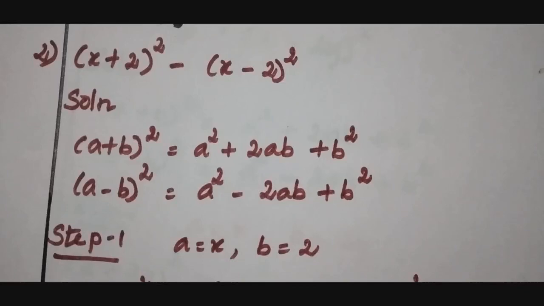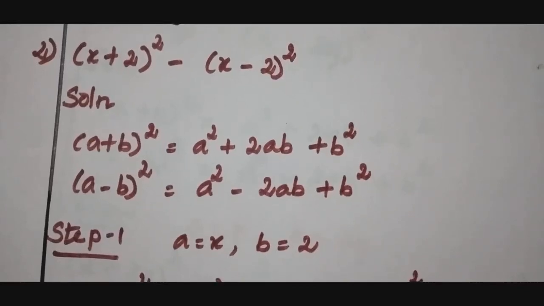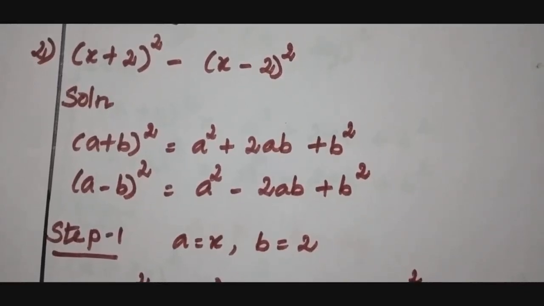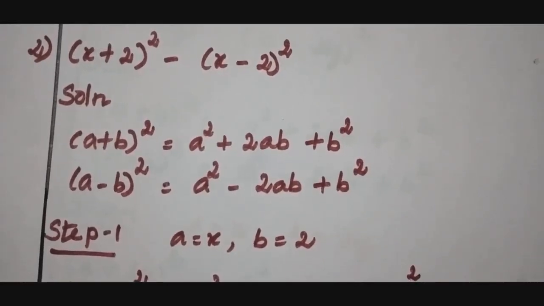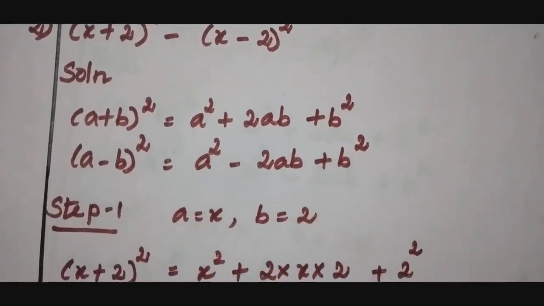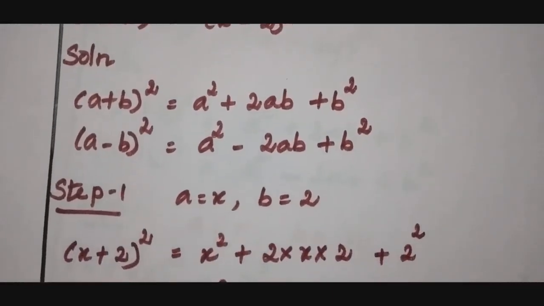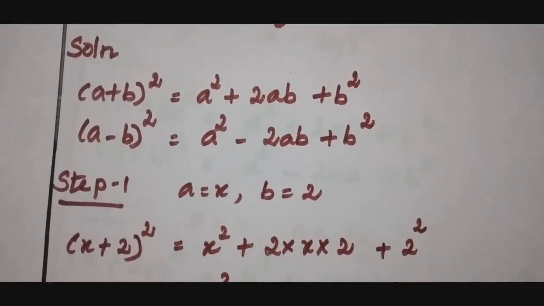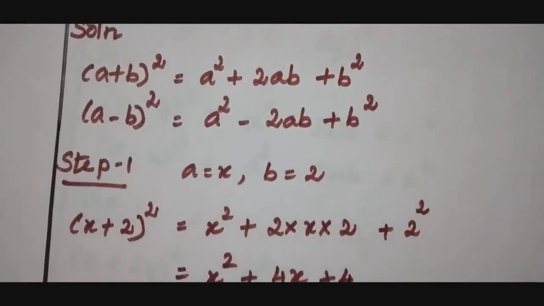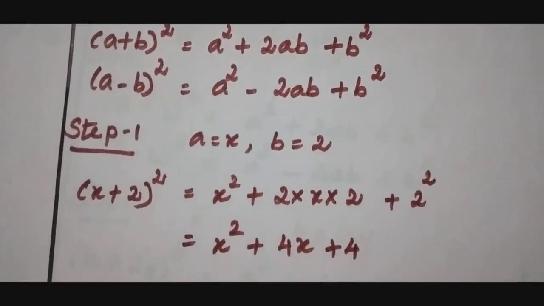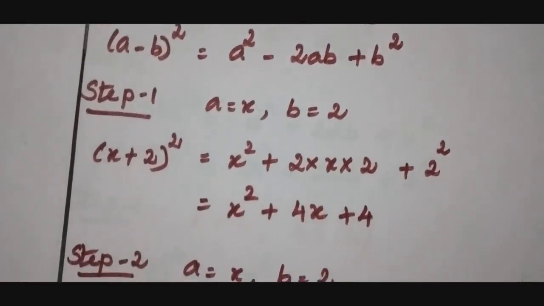Step 1. Solve the first expression, (x + 2)². Here the value of a is given as x and the value of b as 2. Substitute the values in the identity. (x + 2)² is equal to x² + 2 into a as x and b as 2 + b² as 2². Now you get the value as x² + 4x + 4.